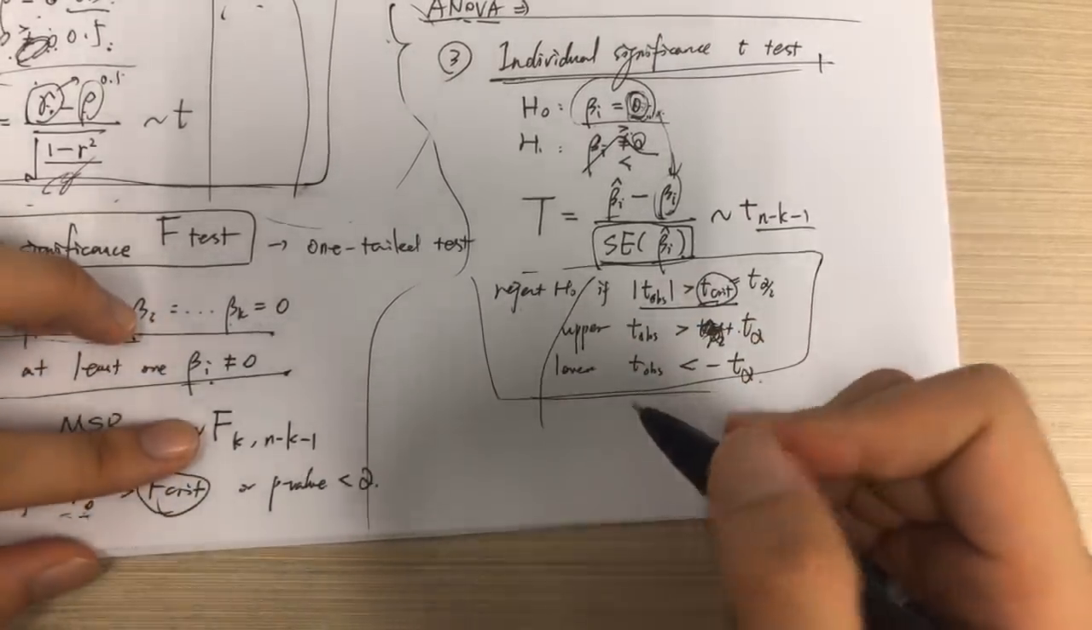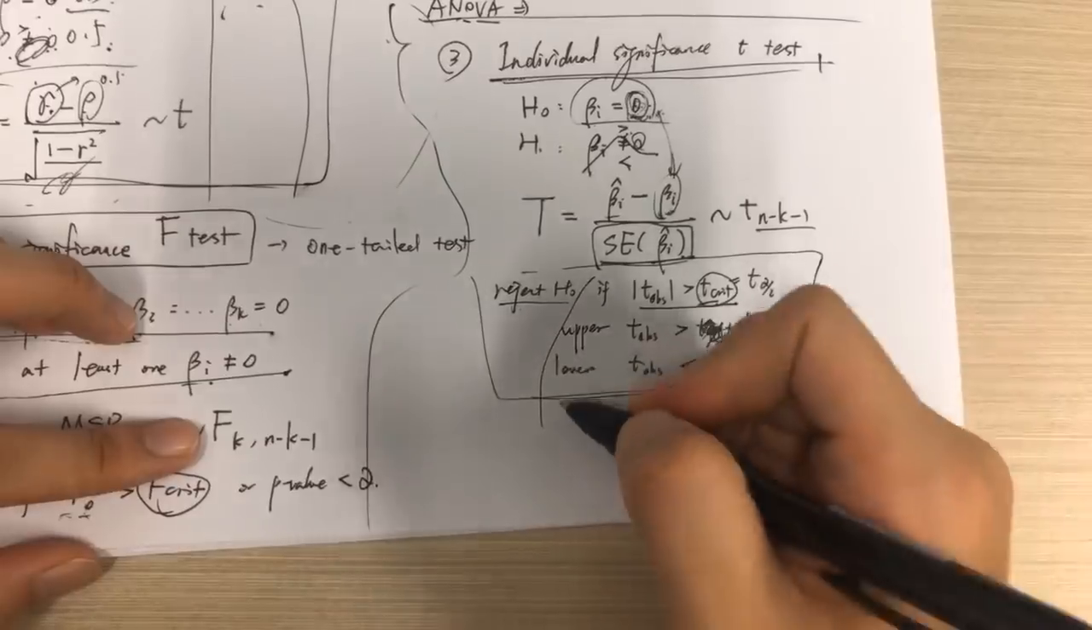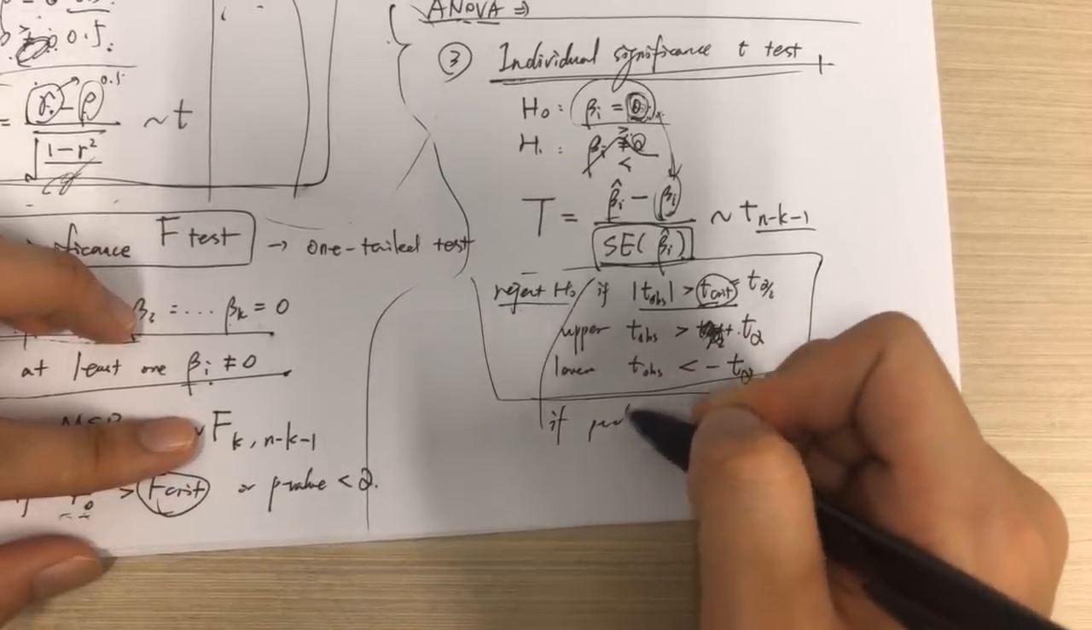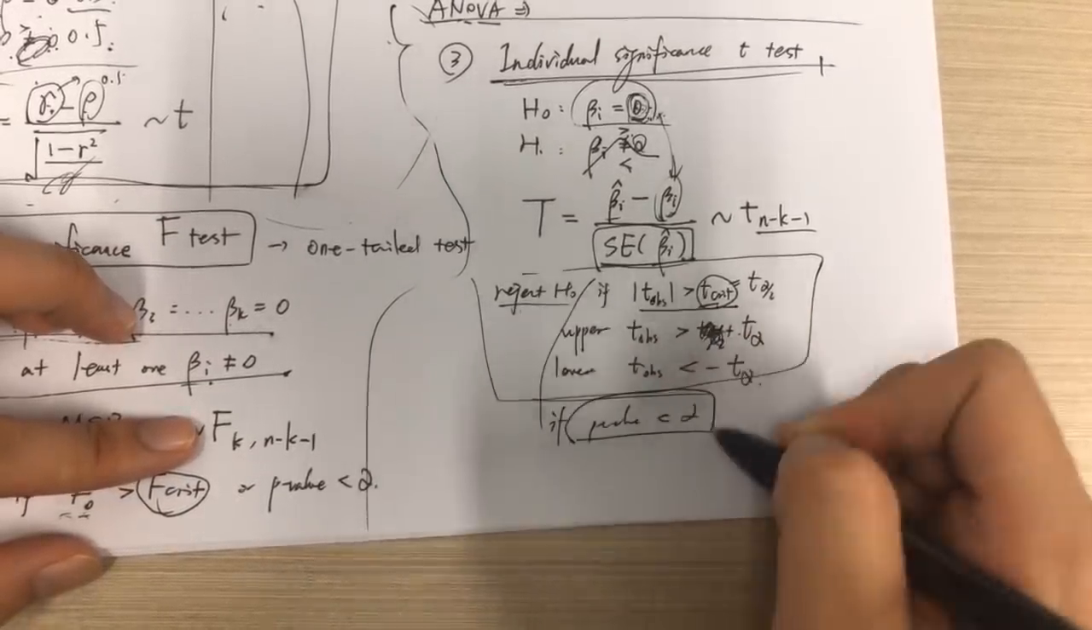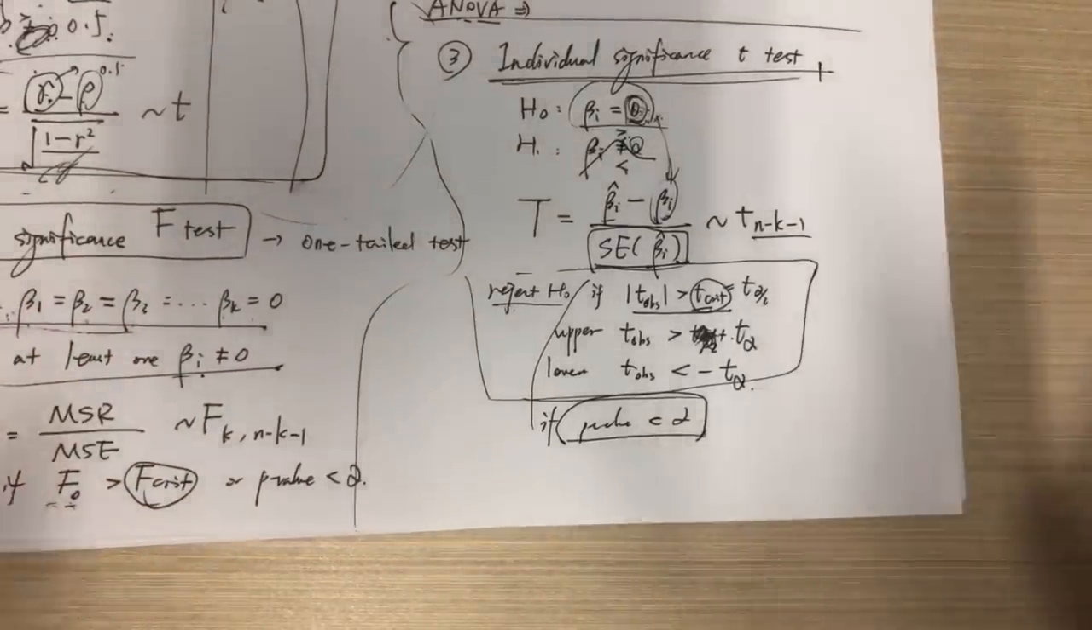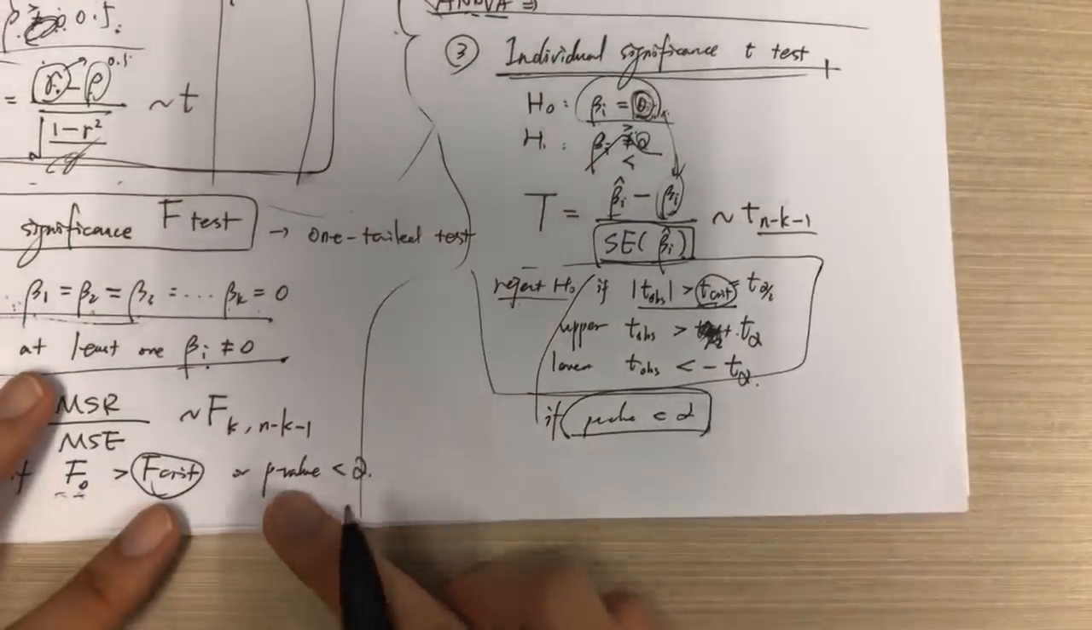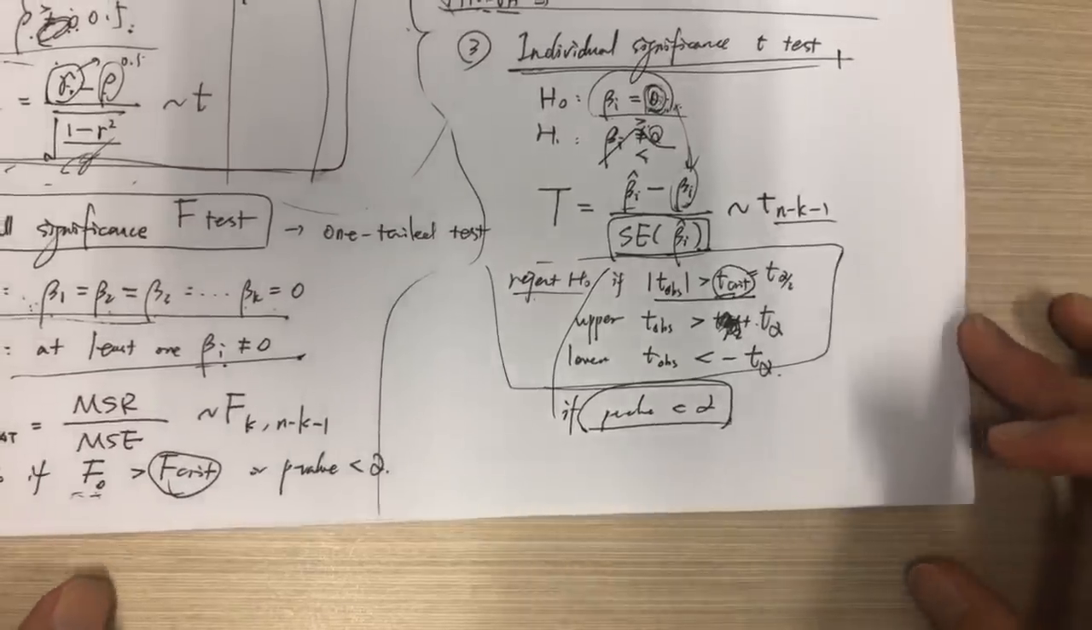Again, if it is the p-value approach, we're going to reject the null hypothesis if the p-value is less than alpha. So this is super easy, right? P-value less than alpha, we will always reject the null hypothesis.